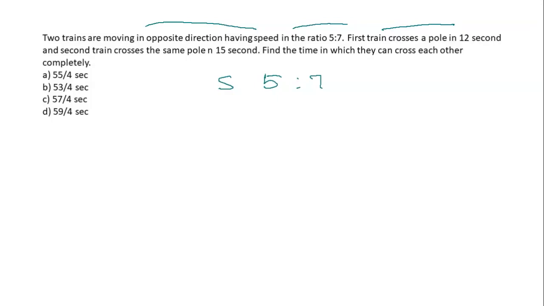Speeds are in the ratio of 5 is to 7. So the ratio is 5 is to 7. The first train crosses a pole in 12 seconds. The second train crosses the same pole in 15 seconds. If the speeds are 5 is to 7, then 7 is to 5 will be the time.